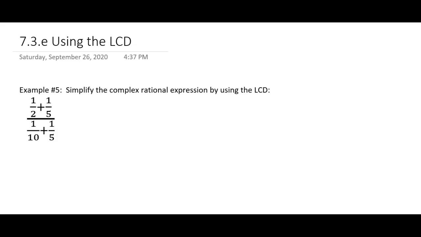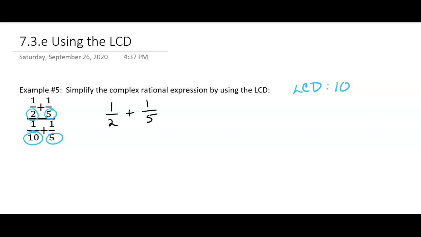Okay, so what you do when you use the LCD, it says simplify the rational expression by using the LCD. You look at all the little denominators, the 2, the 5, the 10, and the 5, and you come up with the LCD. So the LCD in this case is going to be 10, because 2, 5, and 10 all divide into 10. That's the smallest number. Okay, so let me rewrite the problem.